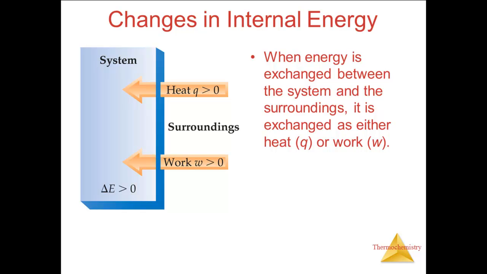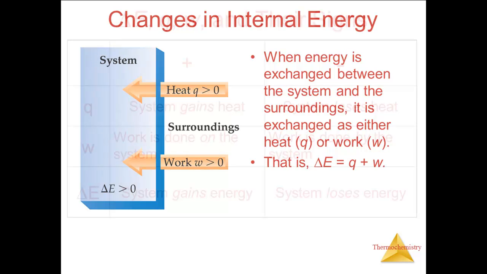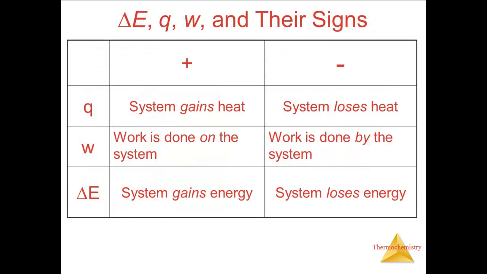This means that the system has released energy. The energy that is exchanged with the surroundings is either work or heat, and delta E is equal to Q, the heat, plus W, the work. The signs of Q and W are critical in doing calculations involving E. Here is a table which shows the signs of Q, heat, W, work, and delta E, internal energy, and what they mean.